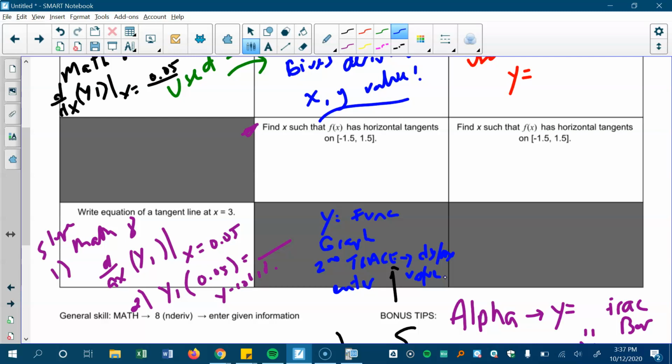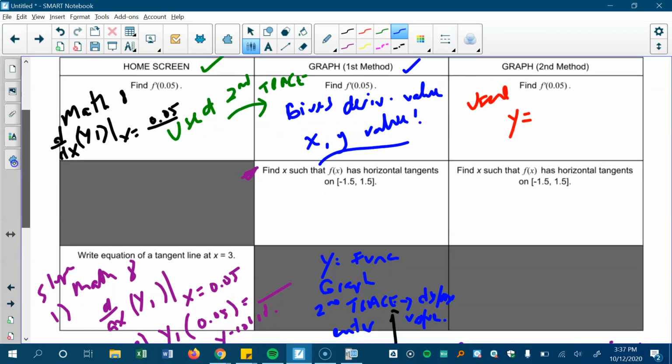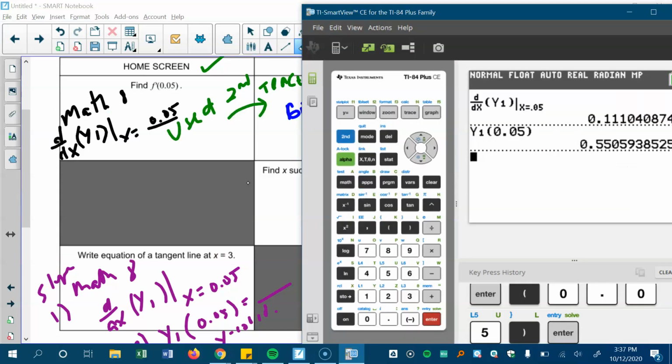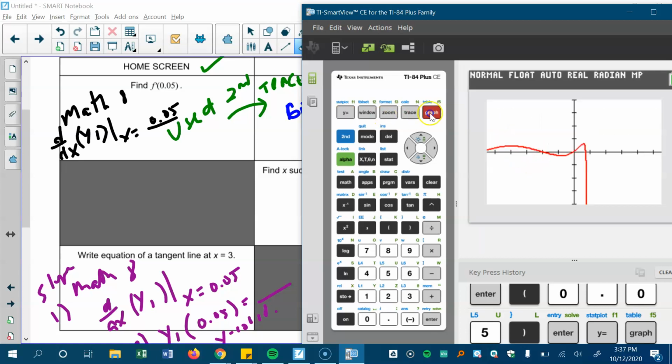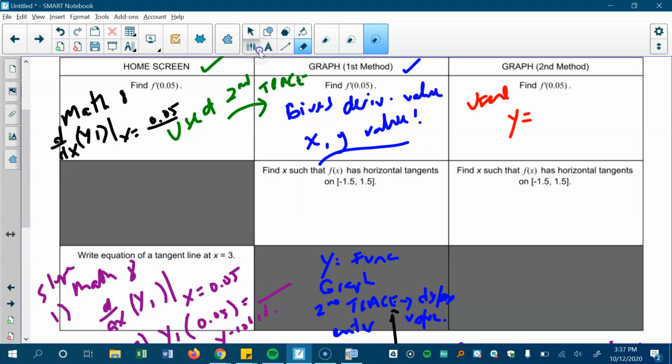Okay, next, to find x such that f of x has a horizontal tangent. So this is again a popular problem that's asked. There's no way to find the horizontal tangents on the home screen that I know of. So what I would do is, on y equals, I'm going to keep the derivative graph here first, since we have it already. So number 1, I could have my derivative graph here.